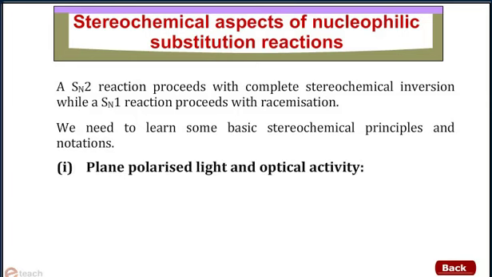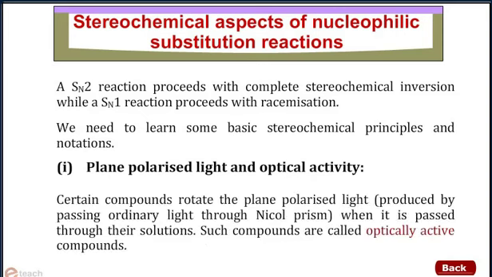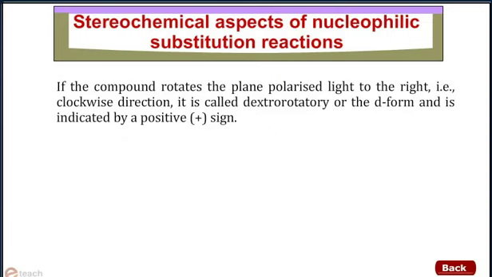The first one is plane polarized light and optical activity. Certain compounds rotate the plane polarized light, produced by passing ordinary light through a Nicol prism, when it is passed through their solutions. Such compounds are called optically active compounds. If the compound rotates the plane polarized light to the right, that is, clockwise direction, it is called dextrorotatory or the D form and is indicated by a positive sign.